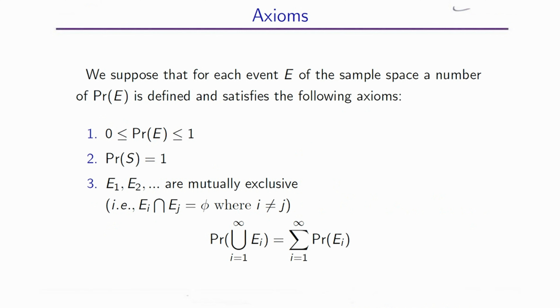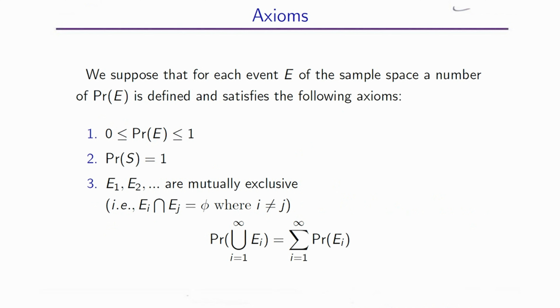And now we have the axioms here. We suppose that for each event E of the sample space, a number P(E) is defined and satisfies the following axioms. The first axiom is that the probability is between 0 and 1. Everybody knows that, right? And the second axiom is that the probability of the sample space, meaning all possible outcomes, has to be 1. This is trivial too.